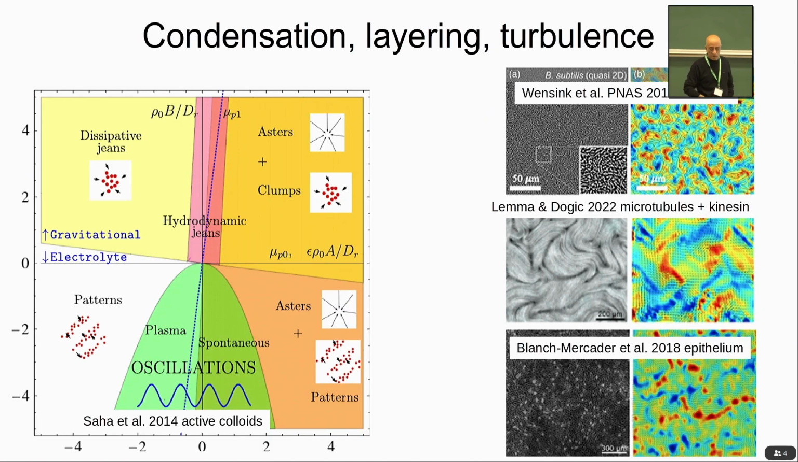Active systems, whether artificial or natural, have very interesting dynamical state diagrams. You can get condensation, you can get layering, and you can get turbulence in a wide variety of systems.